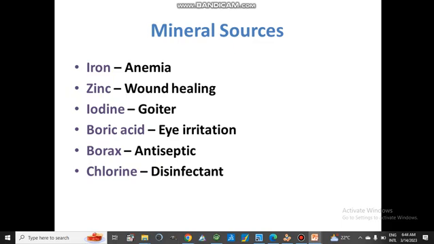Mineral sources: iron we use for anemia, zinc is important in wound healing, iodine is important in goiter, boric acid is used for eye irritation, borax is an antiseptic, and chlorine can be used as a disinfectant.